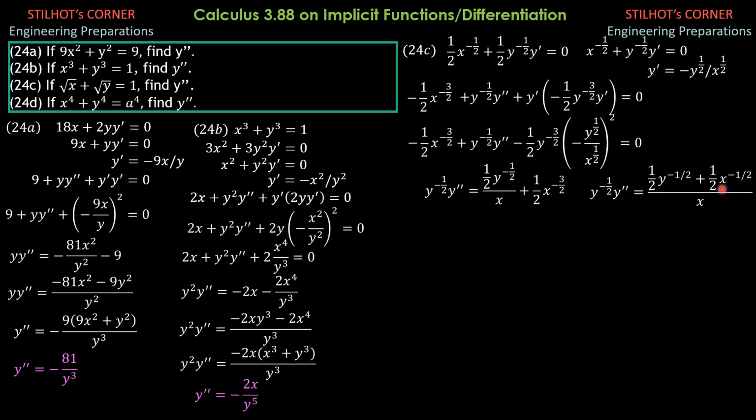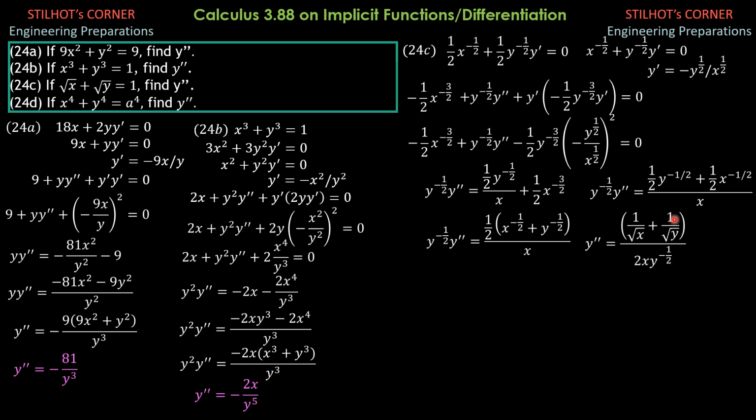If we simplify further, factor out 1/2: y to the negative 1/2 y double prime equals 1/2 quantity x to the negative 1/2 plus y to the negative 1/2 all over x. So I'm just writing x to the negative 1/2 first for this. Then by algebra, we write this as 1 over square root of x, and this one as 1 over square root of y. So y double prime is 1 over square root of x plus 1 over square root of y over x, y to the negative 1/2.